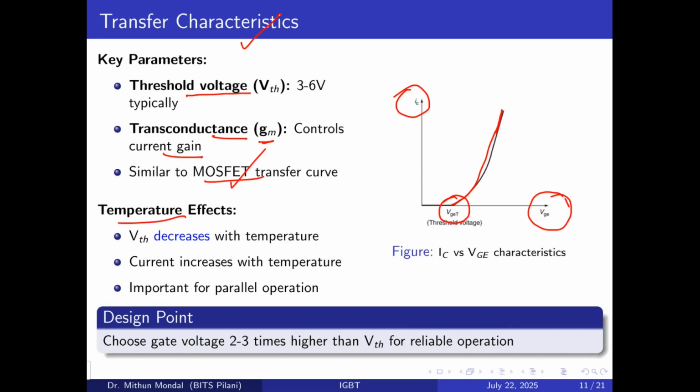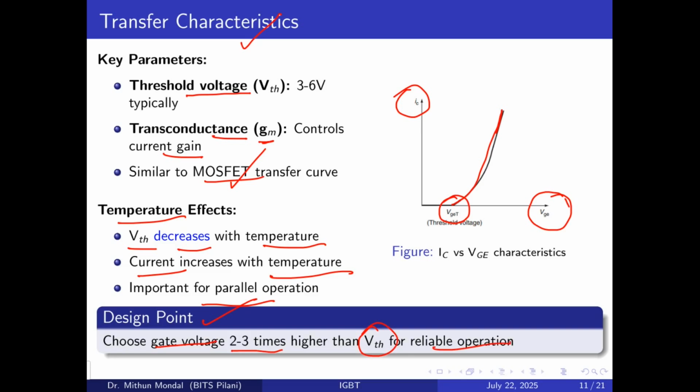Temperature plays a very important role, because the threshold voltage will decrease when the temperature increases and the current will increase with respect to temperature. So it is important when we go for parallel operation. The design point is to choose a gate voltage 2 to 3 times higher than the threshold voltage for reliable operation.